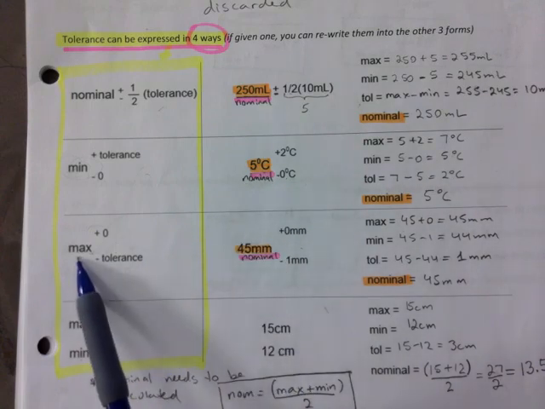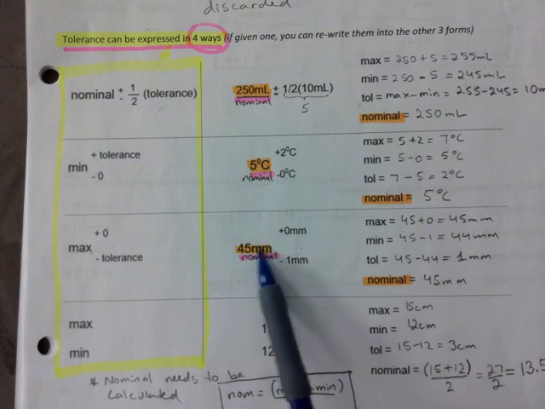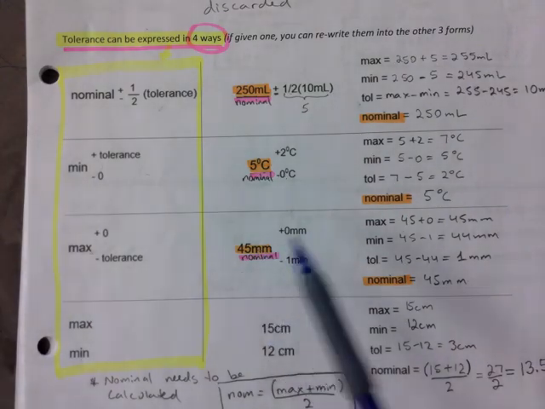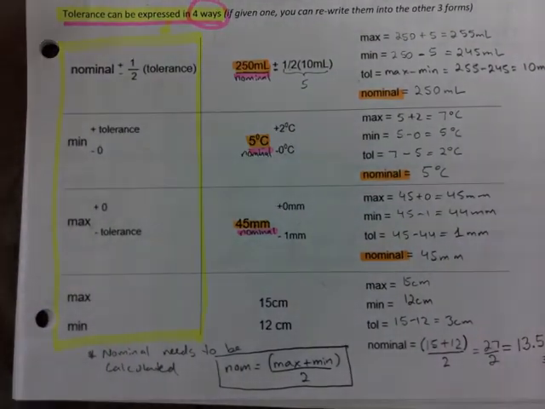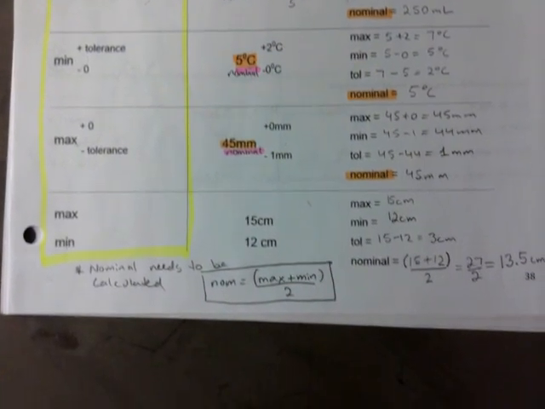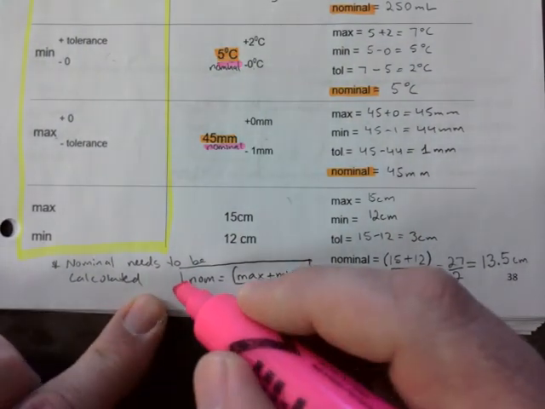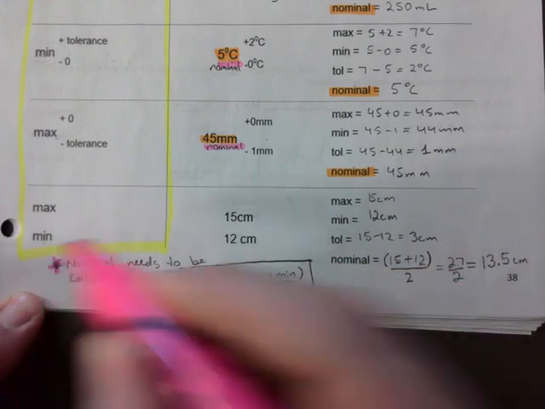Okay? And you're like, wait a minute, this is max. Why are you saying this is the nominal? Because that's what you're aiming for. You want the max, if at all possible. I don't know if you caught this yesterday. If you watched this lesson, you need to make sure you understand this part. Make a star here.